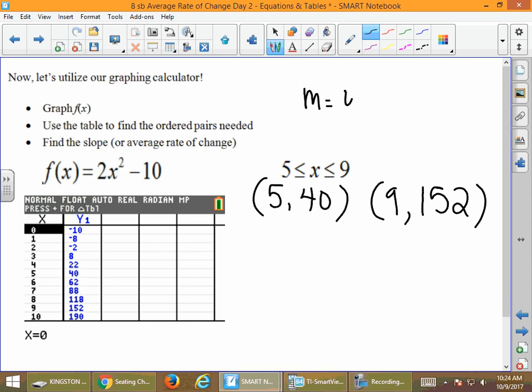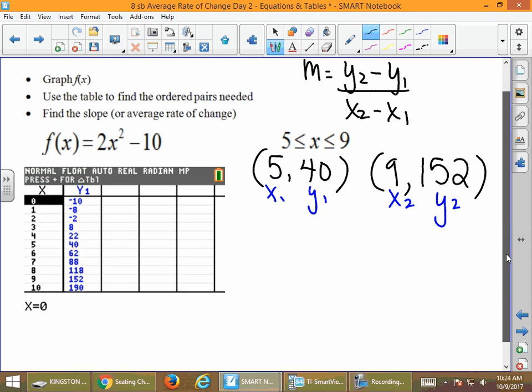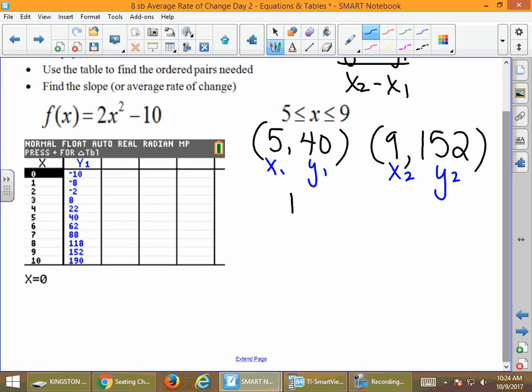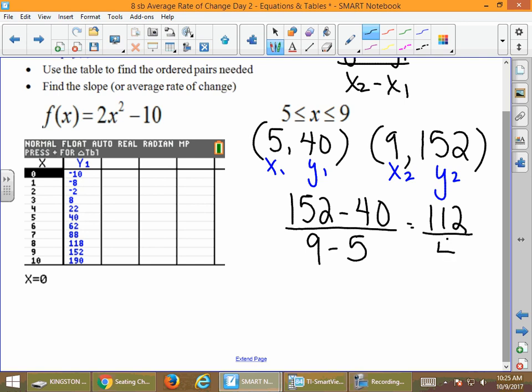And then we can go back. If you don't like the slope formula with function notation, we can go back and fill in y2 minus y1 over x2 minus x1. Here's x1, here's y1. Here's x2, there's y2. So we end up with 152 minus 40 divided by 9 minus 5. And 152 minus 40 is 112. 9 minus 5 is 4.